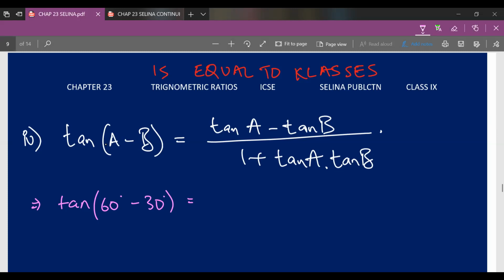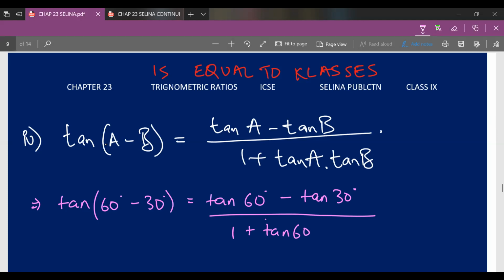Tan A will be tan 60 degree minus tan B, which will be 30 degree, whole divided by 1 plus, there's no value for 1 because 1 is 1 itself. So tan A, which will be tan 60 again. Now over here there's a dot mentioned, so I'll mention this in brackets to make it easier. So tan 60 into tan B, that will be tan 30 degree. This is degree.